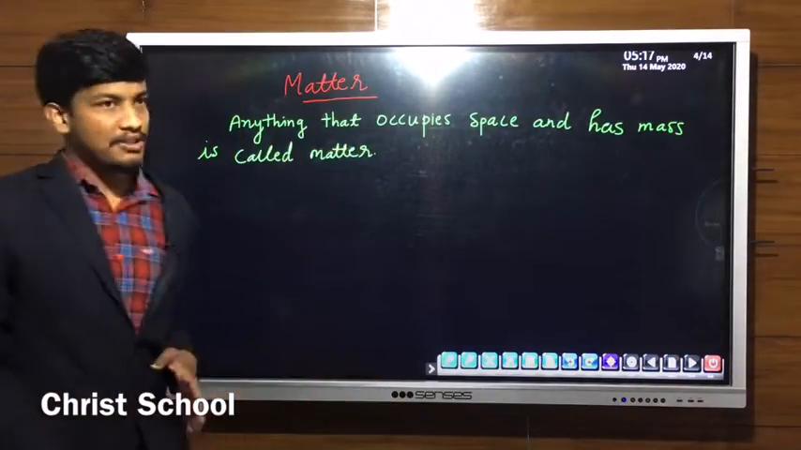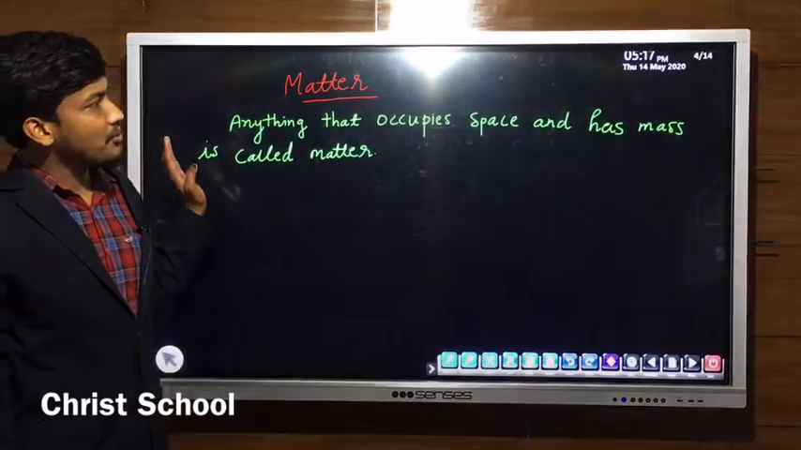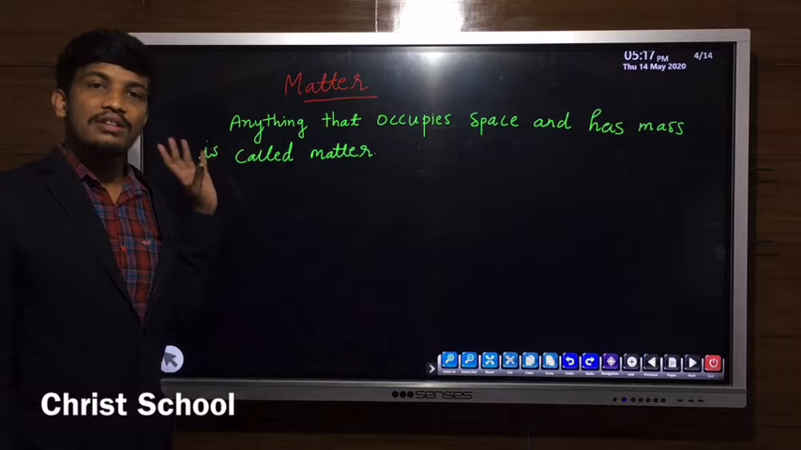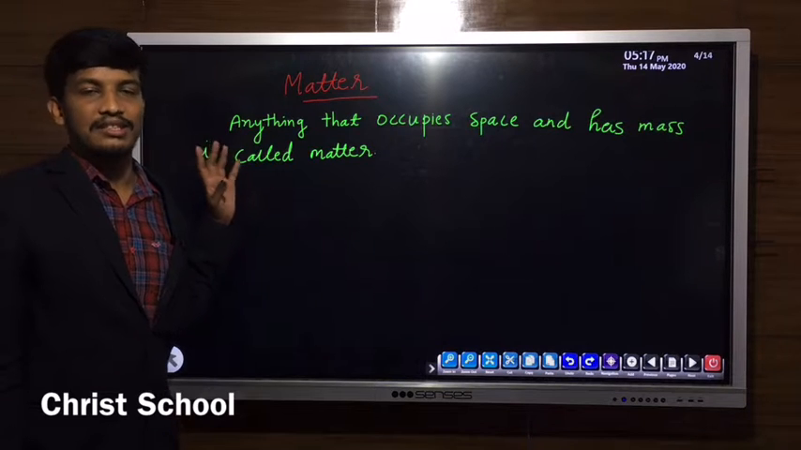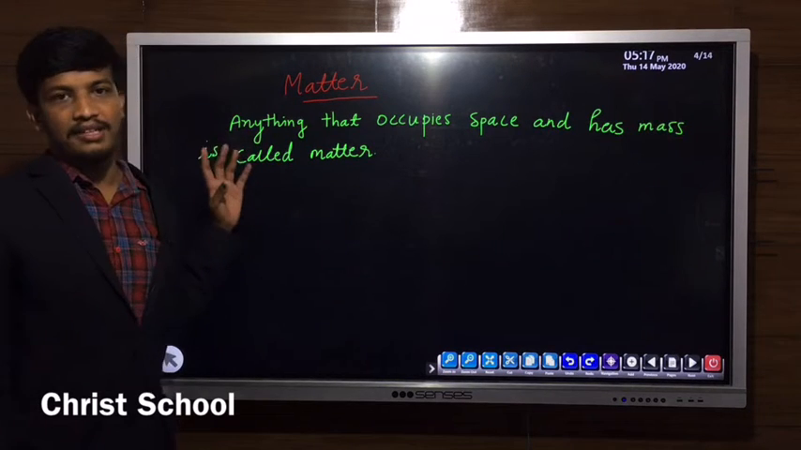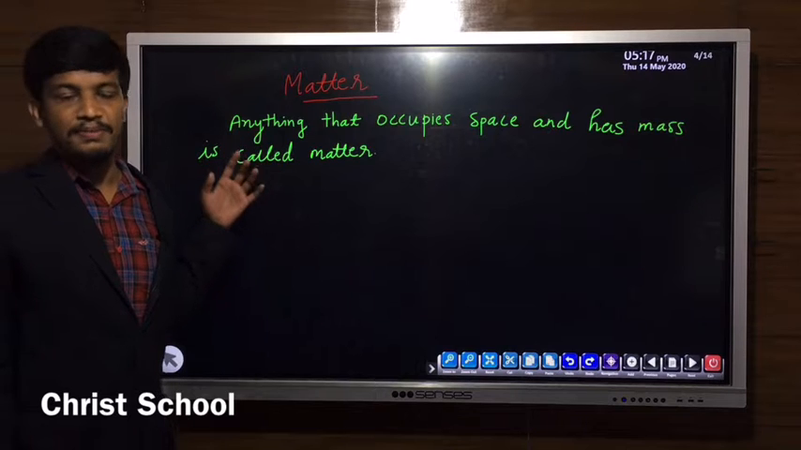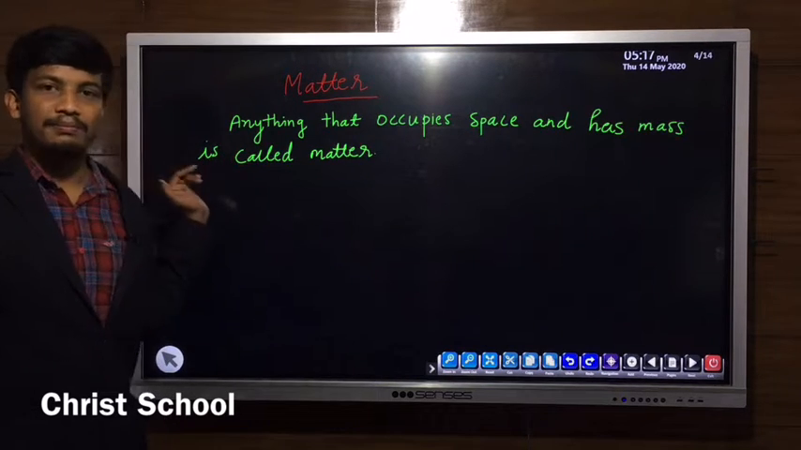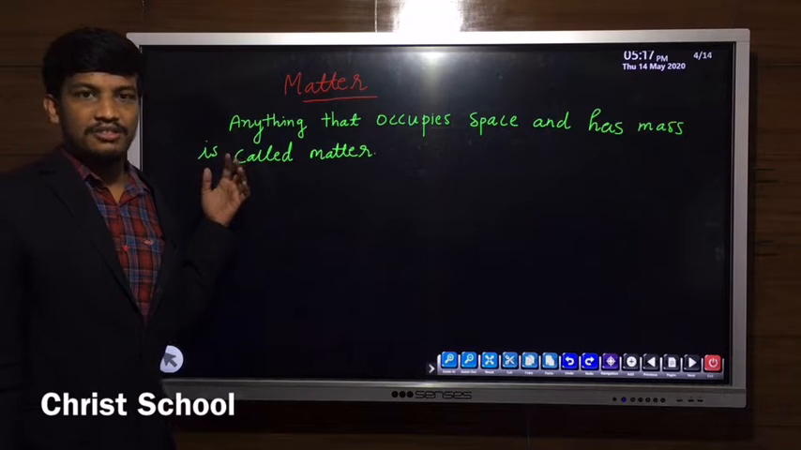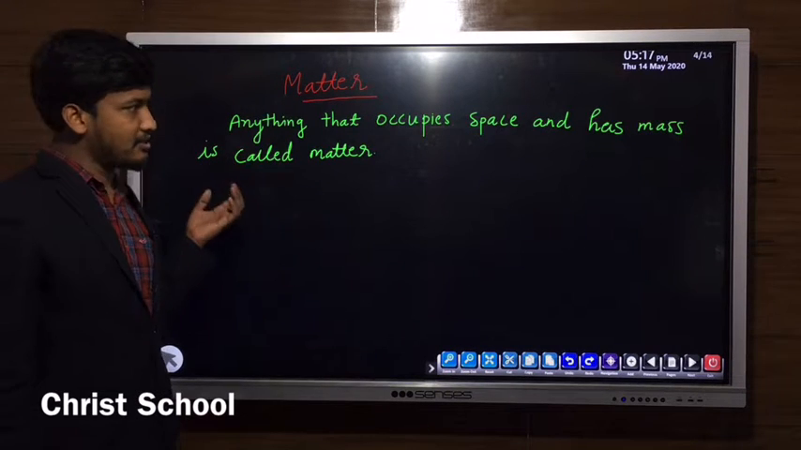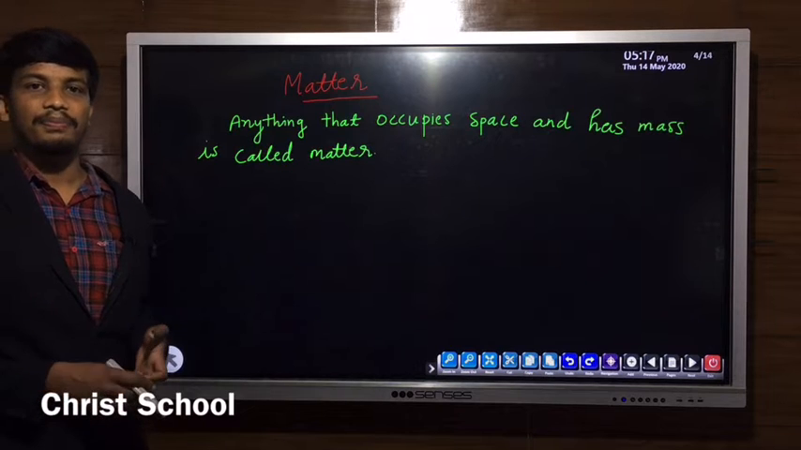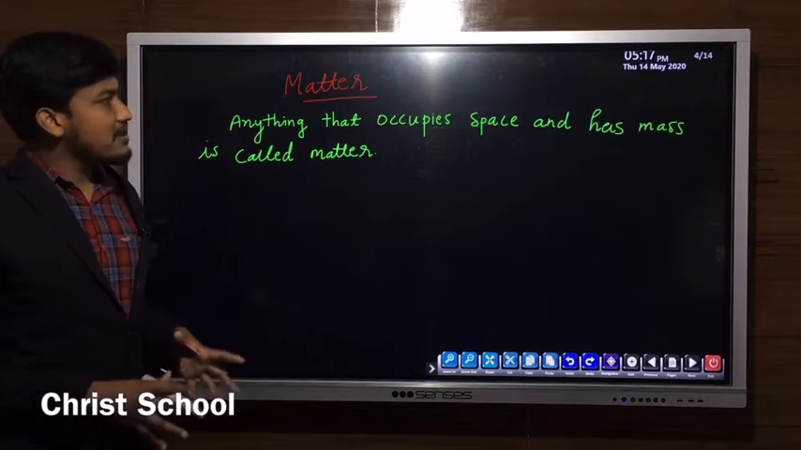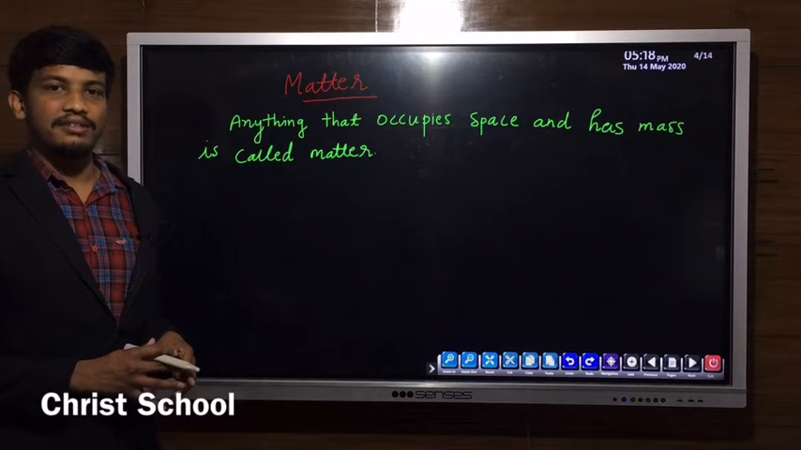So we have the definition of matter. Anything that occupies space and has mass is called matter. So all the things present in our world, they are named as matter. So all the things means it can be non-living like this board, pen, pencil, building, ships and other vehicles, etc. And it can be living things like plants, animals and others. So all these are named as matter.